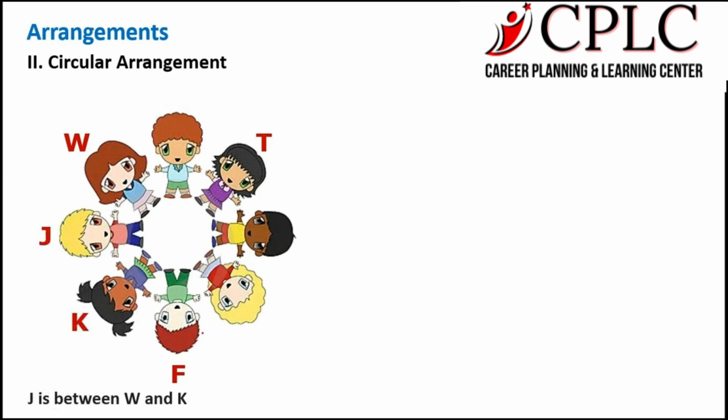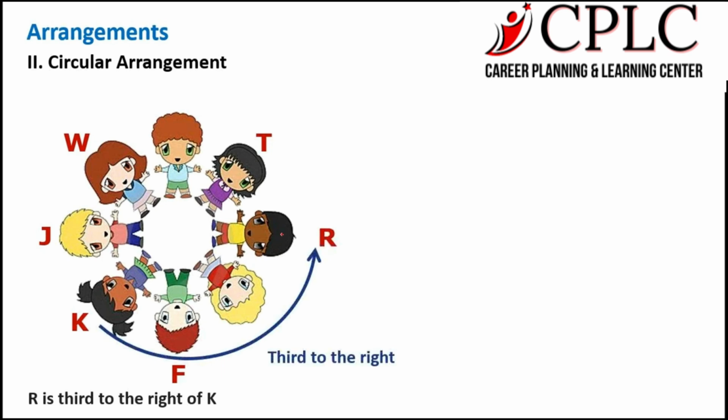And now the last one. R is third to the right of K. Now once we know K, K is facing also inside. His right will be here, somewhere here. So third to the right of K, 1, 2, and 3. This is where R should be. I hope I'm very clear about that, and it is very visible.